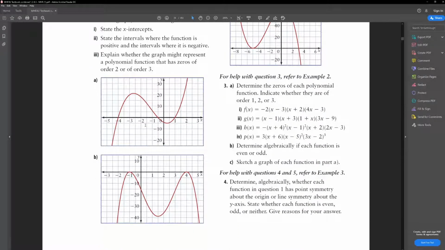Part B. X-intercepts are negative 1/2, negative 1, and then 4. It is positive nowhere, and it's always negative, except we can't say it is negative at the x-intercepts, but I think you should know that by now. And lastly, whether or not it has a zero of order 2. Here we have a bounce, here we have a bounce, therefore yes it does, it has 2 of them.